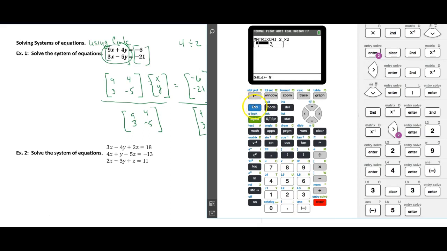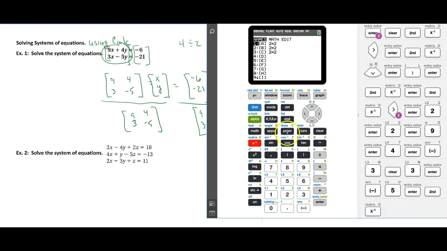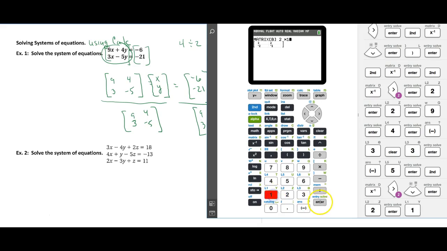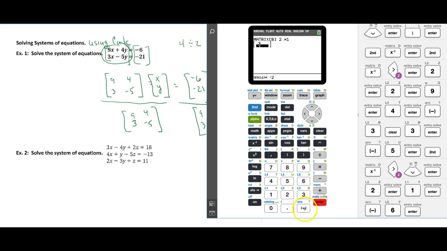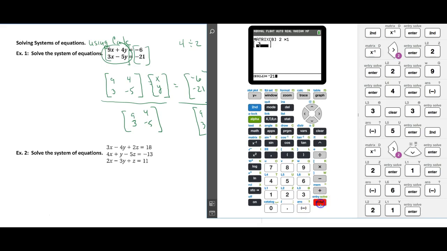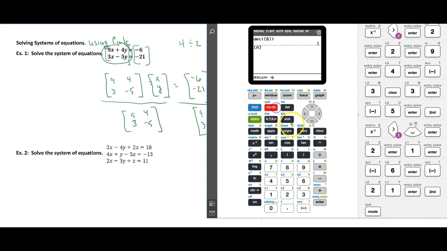Then I'm going to put my constant matrix in. So I'm going to go second matrix, edit, matrix B now. That's going to be a 2 by 1 matrix. So now I'm going to put -6 in there, -21 in there. And when I do that, I'm going to quit out.